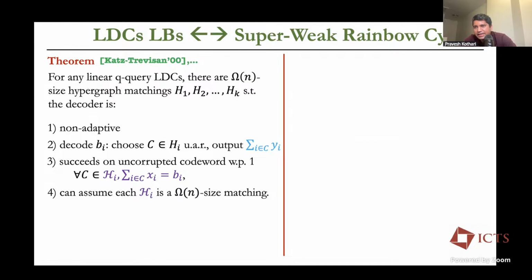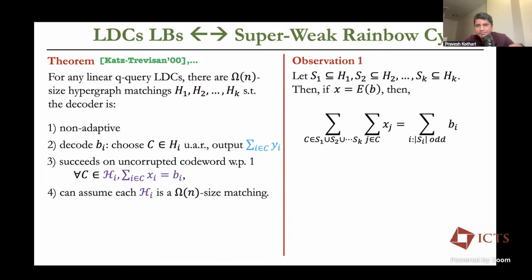So that's basically the connection to this hypergraph. The hypergraph simply is the union of the Hi's, these matchings. Now let me make a connection between the existence of LDCs and these so-called hypergraph rainbow problems. I gave you a connection to hypergraphs through this Katz-Trevisan result. Now let me make a connection to these rainbow cycles. I'm going to do it in 2 observations, and they're both very simple. Let's look at the first observation.